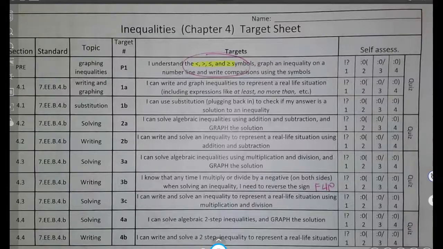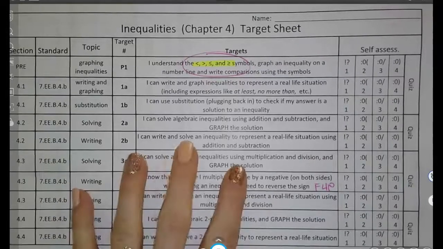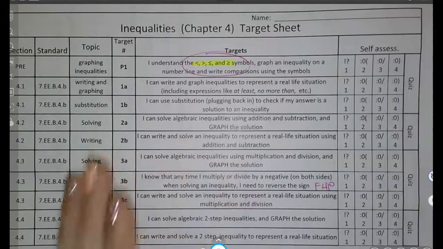Hello, so we are going to start chapter 4 today. I wanted to start by going over the targets that are on the target sheet. So this is the page that's stapled to the front of your video notes.